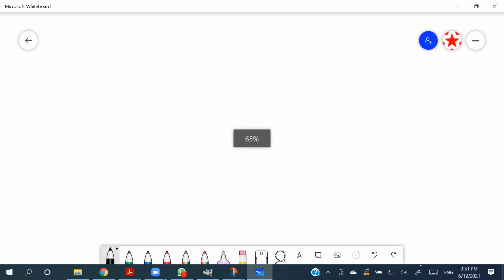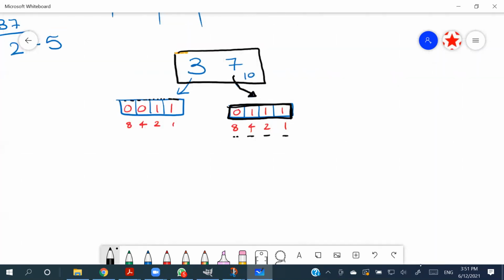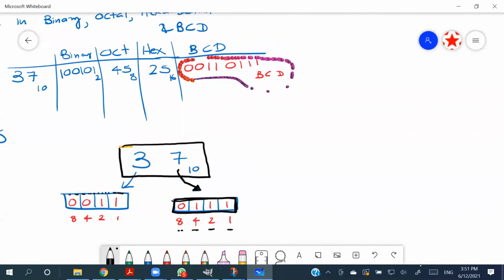I'll show you. Again, I think the whiteboard is off. Right? Yeah, this is the way we use. See?